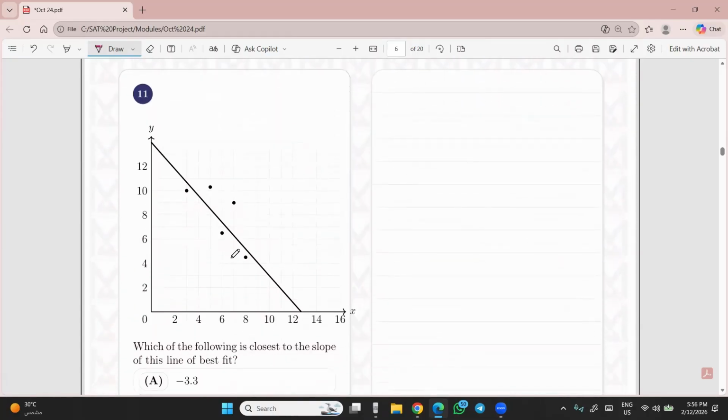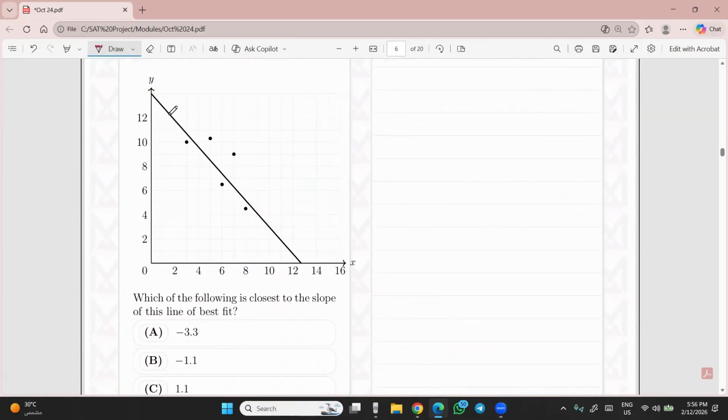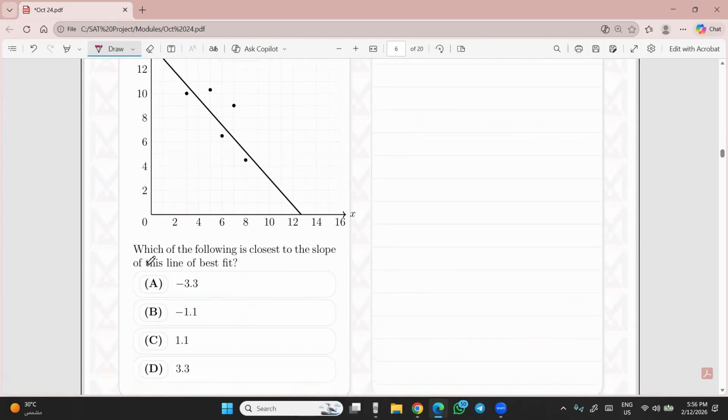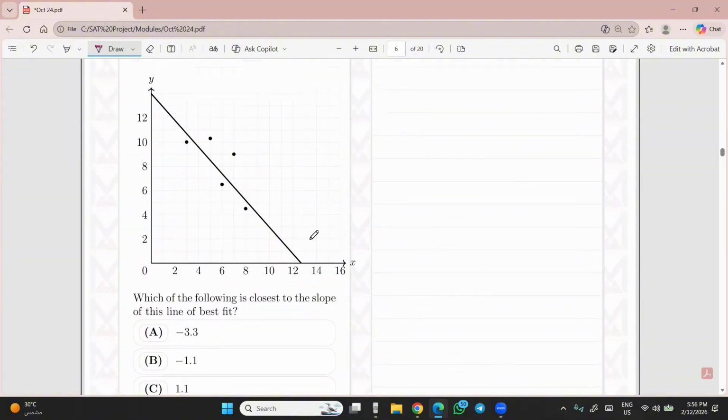Then question number 11, we have a scatter plot, and this is always something called a line of best fit. The line that passes through the points is called the line of best fit. Which of the following is closest to the slope of the line of best fit? How can we get the slope of this? We can think about the slope by using the formula, which makes sense here. The formula of the slope is y2 minus y1 over x2 minus x1, and we just consider 2 points here.